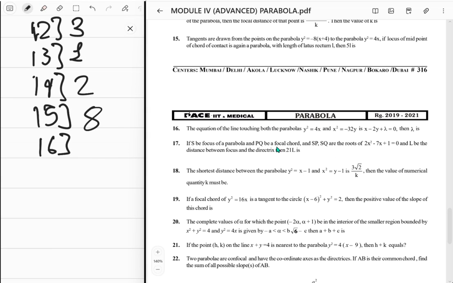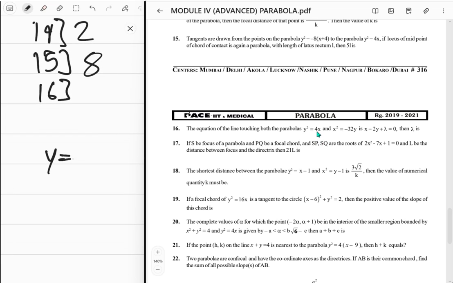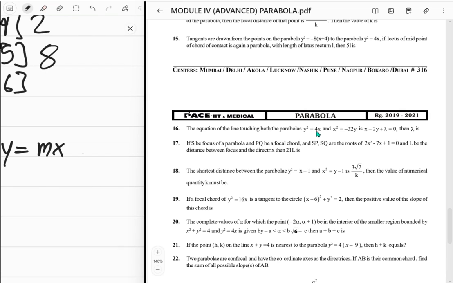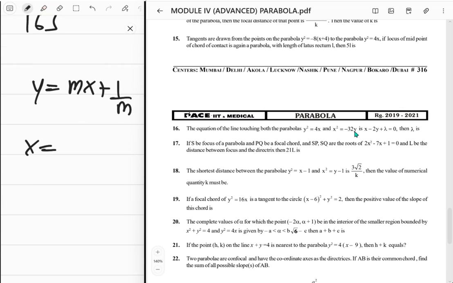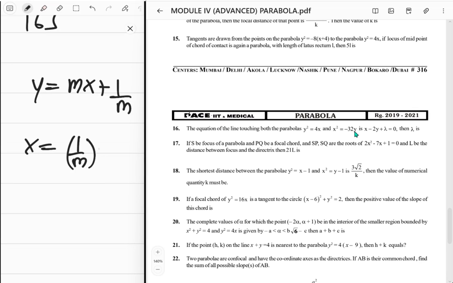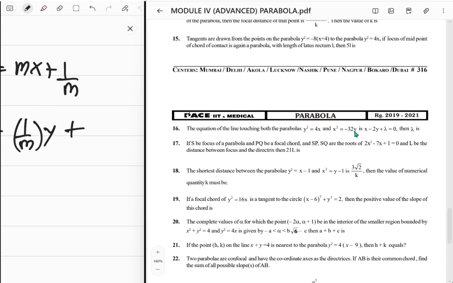Question 16: the equation of the line touching both this parabola and that parabola is this. Then lambda is... okay, this is easy. The first one is really easy: y equals mx plus a upon m, not 2a upon m, so just 1 upon m. Of course, not 2a. That's nice. And it's supposed to be touching this thing as well. So this one has x equal to 1 upon m times y plus a upon m, and a in this case is just -8, so -8 upon m.